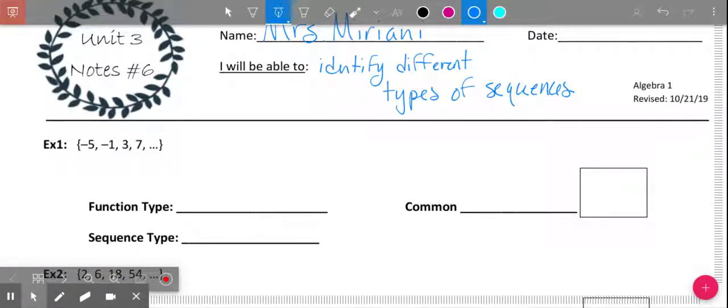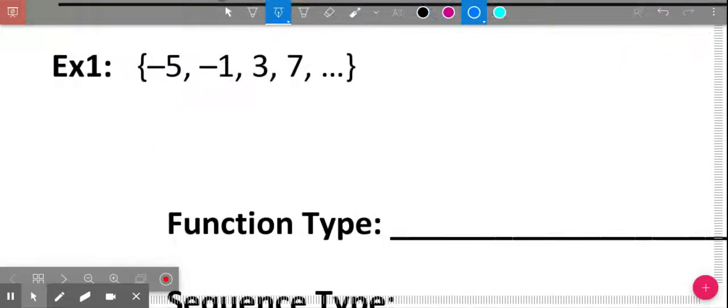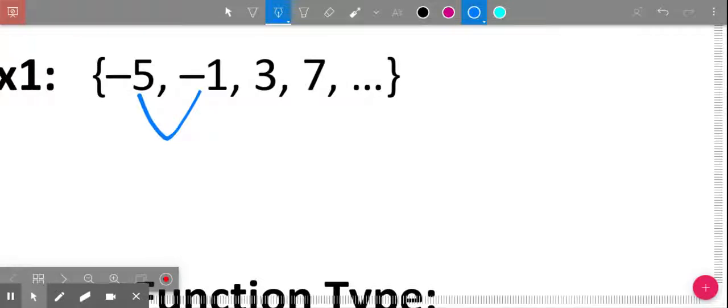Okay, so looking at the first one, sequences are all about patterns, just like functions are about patterns. We're either adding or subtracting, multiplying by a fraction, or looking at those second differences for quadratic. So if I look at number 1, I have -5, -1, 3, and 7. I'm looking for the pattern here. So how did I get from -5 to -1? Well, I'm adding 4. -1 to 3, I'm adding 4, and 3 to 7, I'm adding 4.